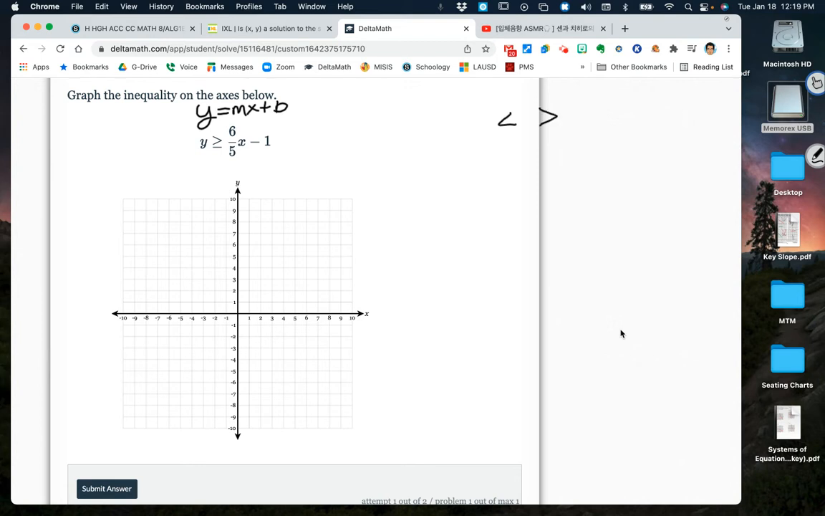Remembering when we had just plain old one variable equations, and we were graphing them on a number line. When we had a less than or a greater than, it told us something about the point. What did it tell us about the point? Was it open or closed? Open points, remember? Well, here, what that's going to mean is some people call it a dashed line or a dotted line. So what that means is the line that we graph itself is going to be the boundary, but it's not going to be part of the answer.